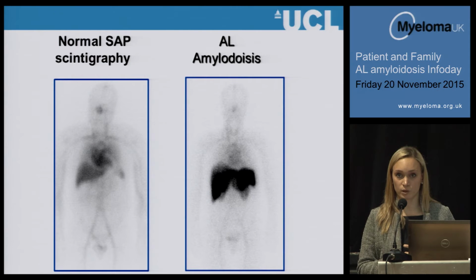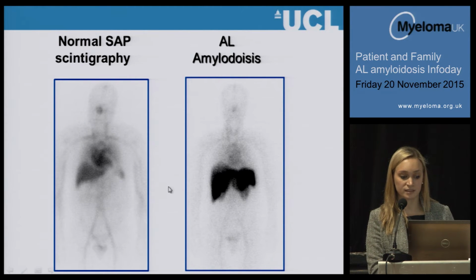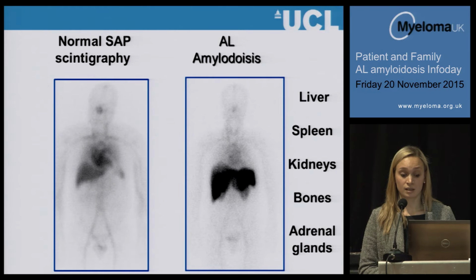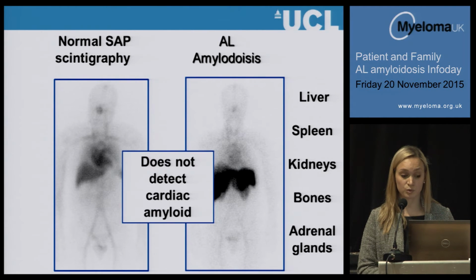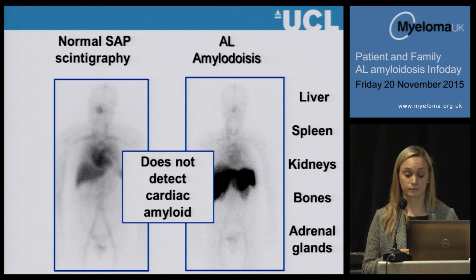This is a positive one. There's lots of black in the liver, in the spleen, in the kidneys, because SAP scintigraphy is an excellent test to see amyloid in the liver, in the spleen, in the kidneys, in the bones, in the adrenal glands, but the biggest problem is that we cannot see cardiac involvement.